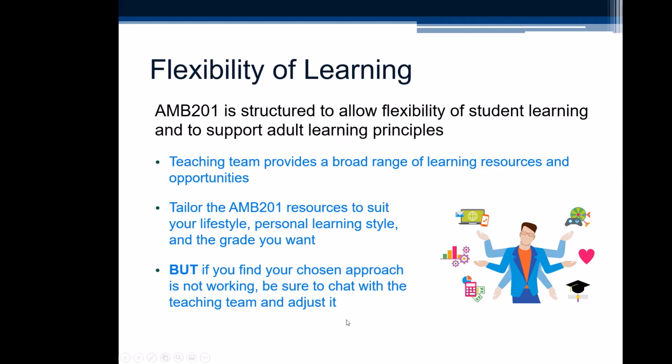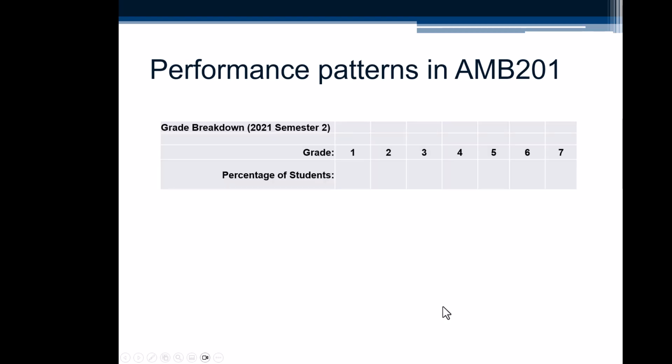So do make that conscious decision about how you want to learn, what you want to get out of the unit, and don't be afraid to go back and change that approach if you're finding that it's not working for you. What I want to do is go through some performance patterns in AMB 201 from previous semesters that might help to inform the way you think about the level of work that you do, or the effort you put into the unit in order to achieve the grade that you want to achieve.